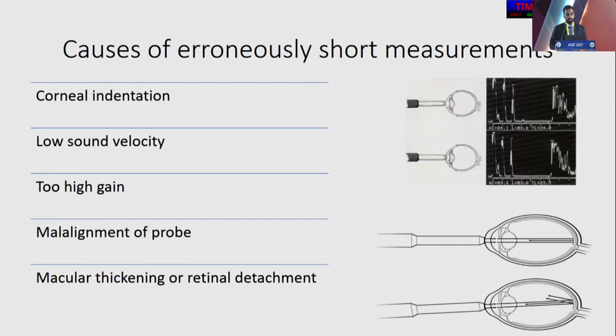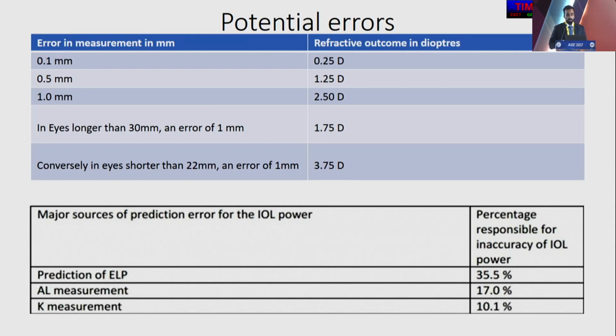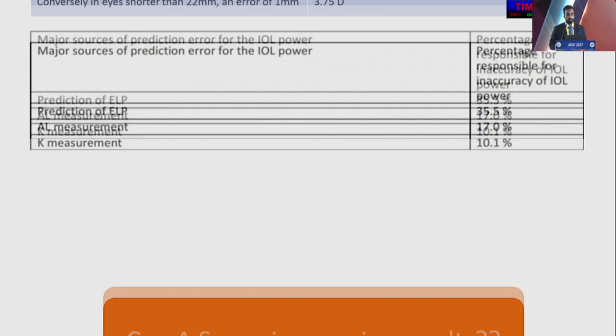So the causes of an erroneously short measurement can be corneal indentation, low sound velocity, too high of a gain, or a malalignment of the probe. And an erroneously long measurement can happen when there's a rapid sound velocity, too low of a gain, or a posterior staphyloma. So the potential of error is more in a shorter eye, but is more forgiving in a longer eye.